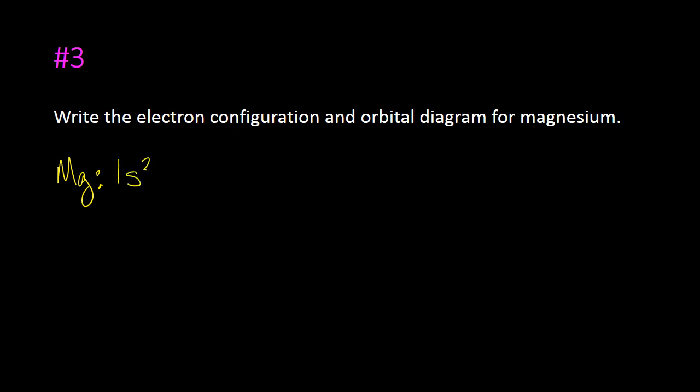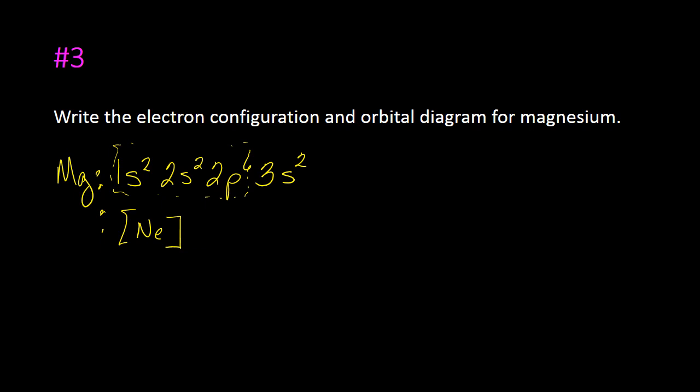All right, so for magnesium, we have 1s2, 2s2, 2p6, and 3s2. If we had written the shorthand version, I could have replaced all of this with neon. If you don't believe me, double check neon's electron configuration. That leaves us with 3s2, which made the orbital box diagram so much easier. I have 1 up and 1 down. Again, any questions? Let me know.